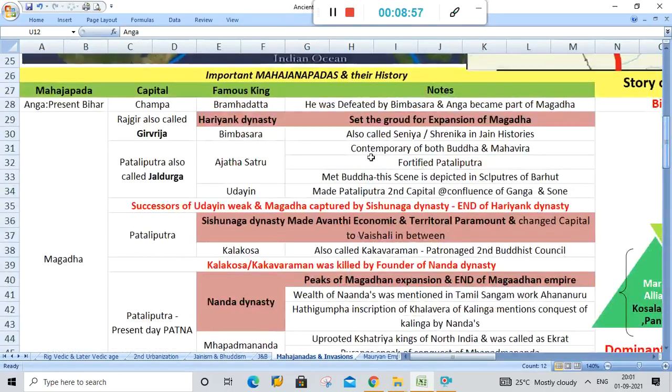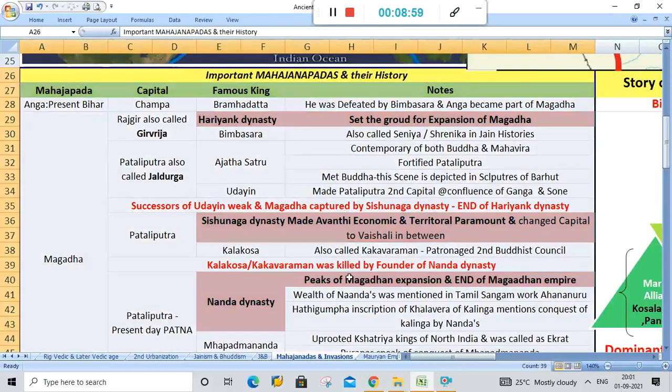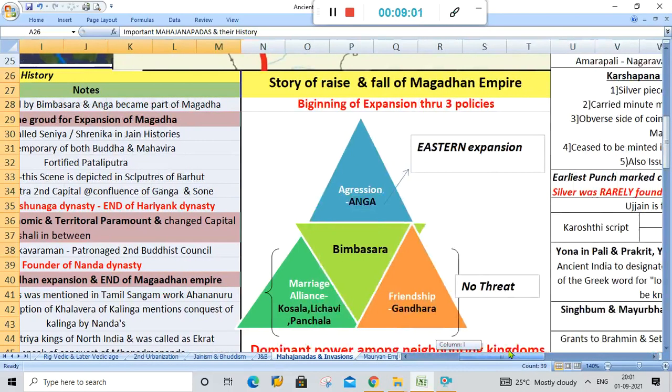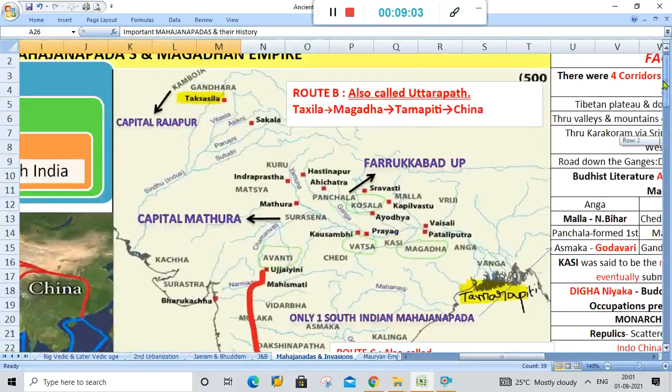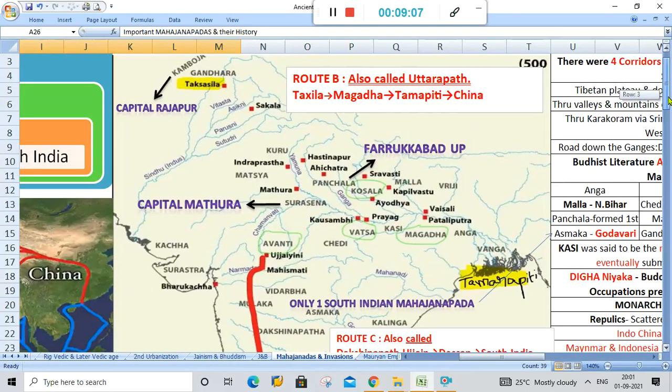See, in this way we are going to study the history of these Mahajanpadas. Till then, please go through this map of Mahajanpadas. This is the map of the Mahajanpadas of ancient history. Here are the major Mahajanpadas or cities and the ancient names of those cities.